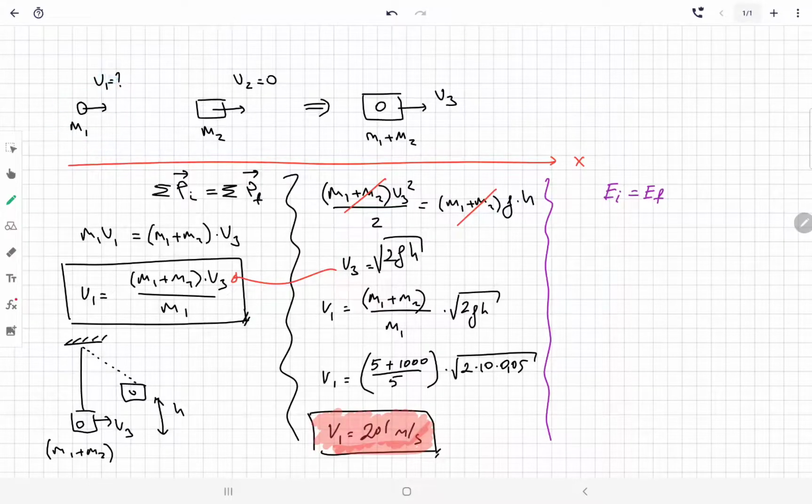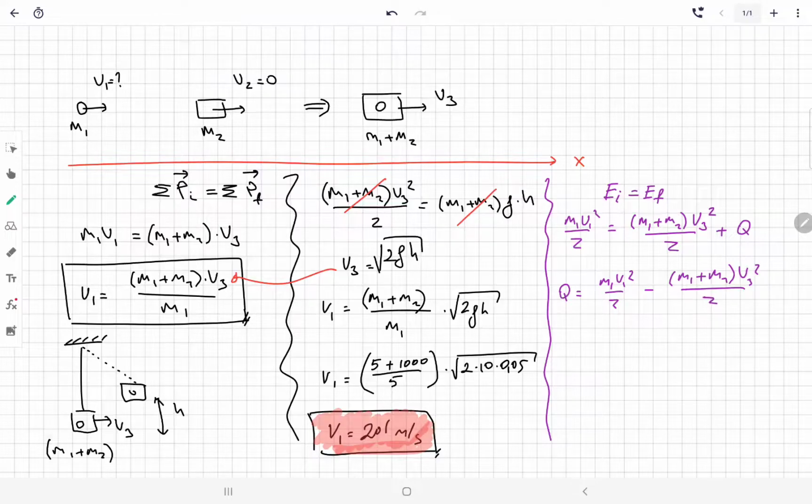So let's say initial total energy should be equal to final total energy due to conservation of energy. Initially only the bullet is moving, so it has kinetic energy. That's all. After collision, we have one object with total mass M1 and M2 with velocity V3 just immediately after the collision, and we have some energy that will be lost during the collision, Q. We should find this Q. So this Q equals M1 V1 squared over 2 minus (M1 plus M2) V3 squared over 2.